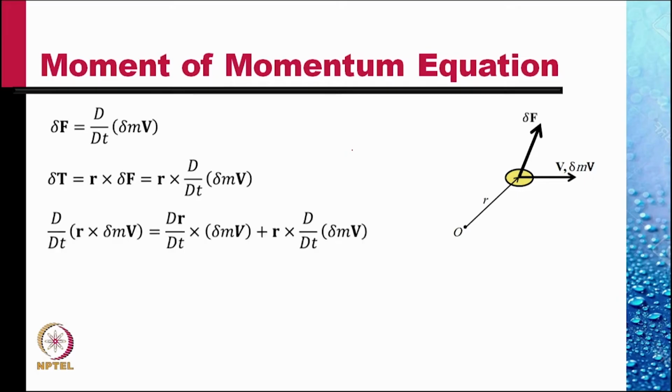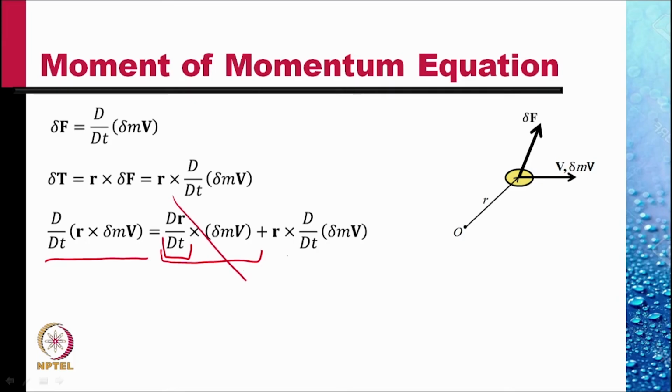Now if we take a derivative of r cross delta m v, by chain rule we get dr by dt into delta m v plus r cross d by dt of delta m v. Now the time derivative of the position vector r is nothing but velocity. So this term is like v cross v, cross product of two collinear vectors v and v. So this is 0.